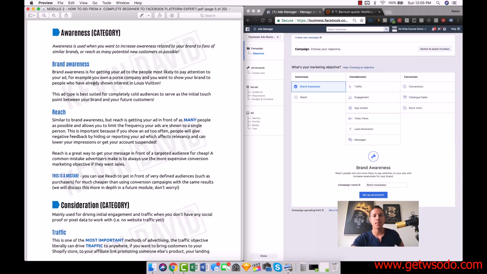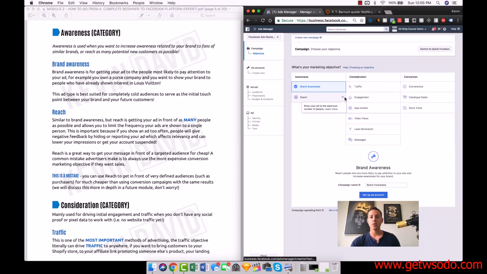So the reach objective. The reach objective is a really cool objective, actually. So the reach objective literally is to reach as many people as you possibly can. So this objective is to get your ad in front of as many eyes as humanly possible, right? And by the way, you can hover over each marketing objective and it gives you a little synopsis of what these things are actually for.